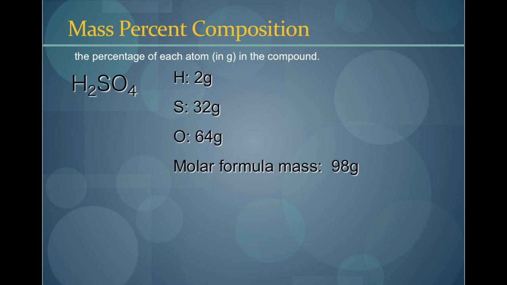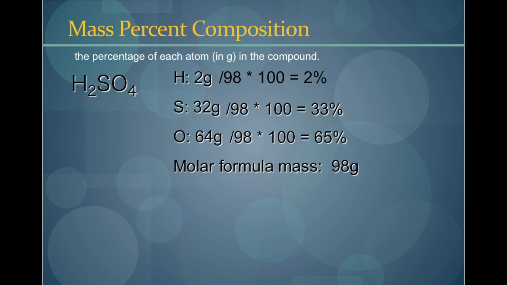So for hydrogen, 2 grams divided by 98, and then you multiply that by 100 to get a percentage, 2% hydrogen. And then for sulfur, when we divide by 98 and multiply by 100, it's 33%. And then when we take the oxygen, it's 65%. And if we add this up, you get 100%. It has to be 100 because that's all of the atoms in this molecule. But that shows you the percentage by mass of each atom in the molecule.